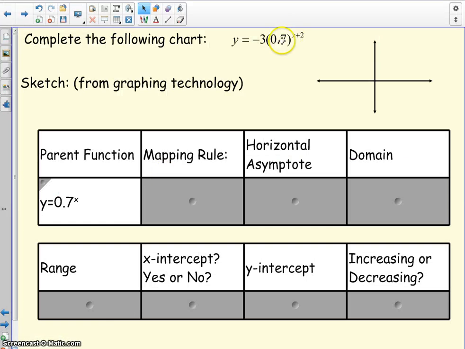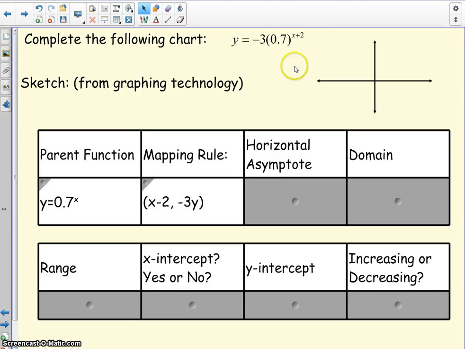So our mapping rule here, what's happening to the x? Well, it's x plus 2. Remember in the mapping rule for x, it's the inverse, so instead of x plus 2, it'll be x minus 2. Okay, and outside the parent function, we're multiplying by negative 3. Nothing's added or subtracted afterwards, so our mapping rule is just negative 3y.